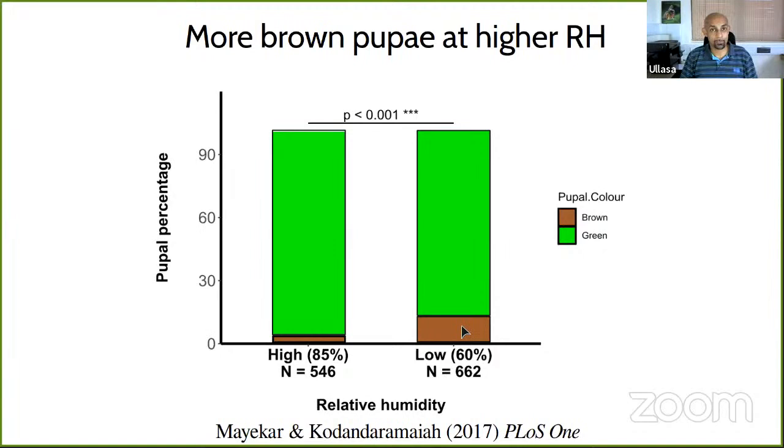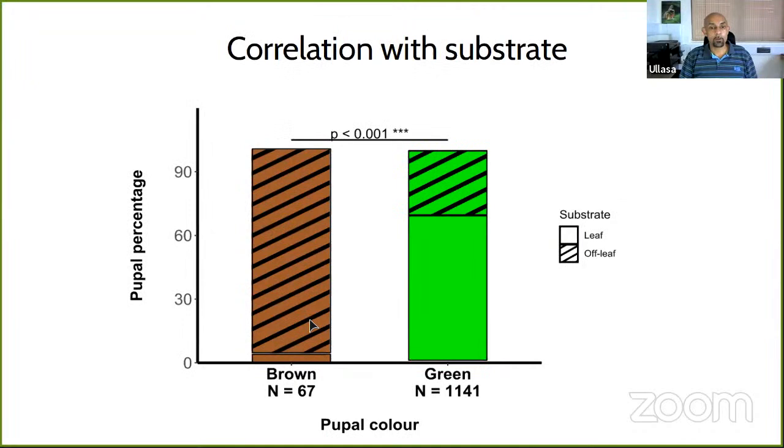More importantly, what we found is that the color correlates with substrate. In both these cases, you have the brown pupae here and you have green pupae. The hatchings indicate that the pupa pupated away from leaves. In the case of brown, you see that almost all pupae pupate away from leaves. But in the case of green pupae, most of them pupate on the leaves, while a few pupate away from leaves. So this is what you would expect if this is adaptive.